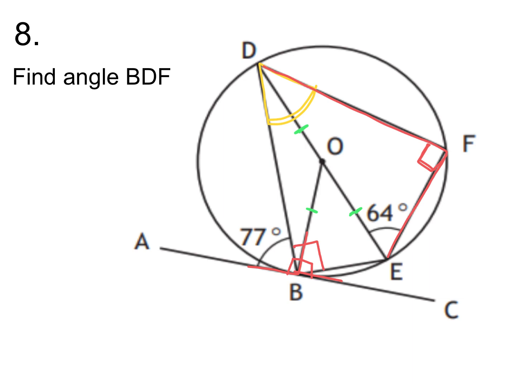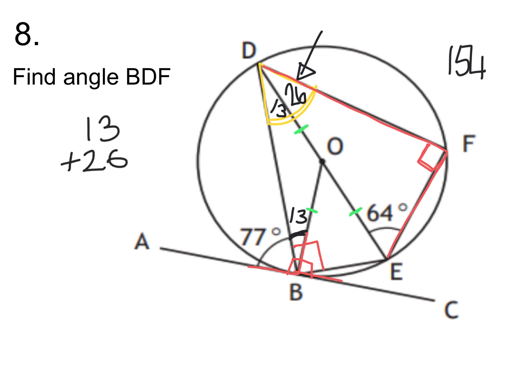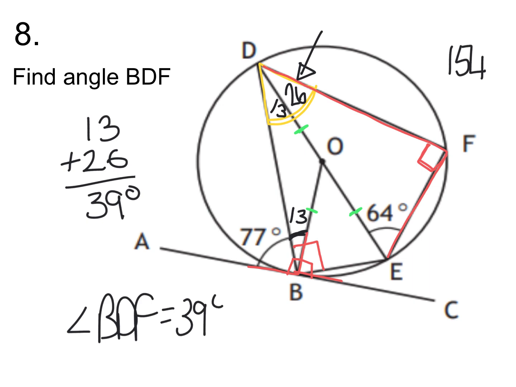My first angle is going to be this one here, which will be 90 take away 77. So that will be 13, which makes this one up here also 13, okay? Then I'm going to go to triangle DEF and get this one. This is just 90 add 64 is 154, subtract, gives me 26. So the actual angle I'm after is 13 plus 26, which is 39 degrees. So angle BDF equals 39 degrees.